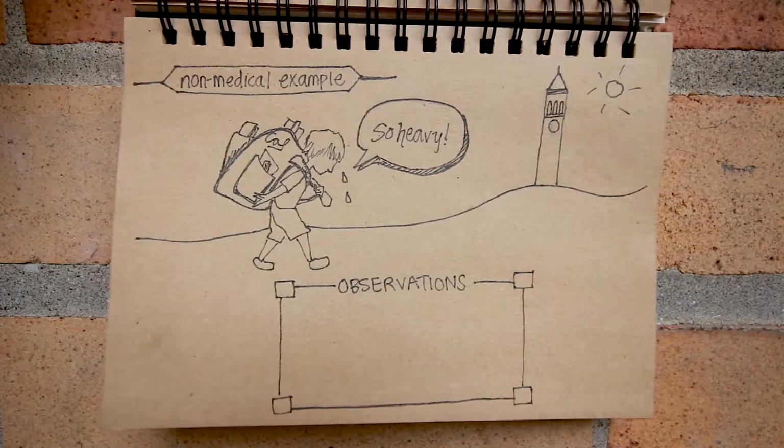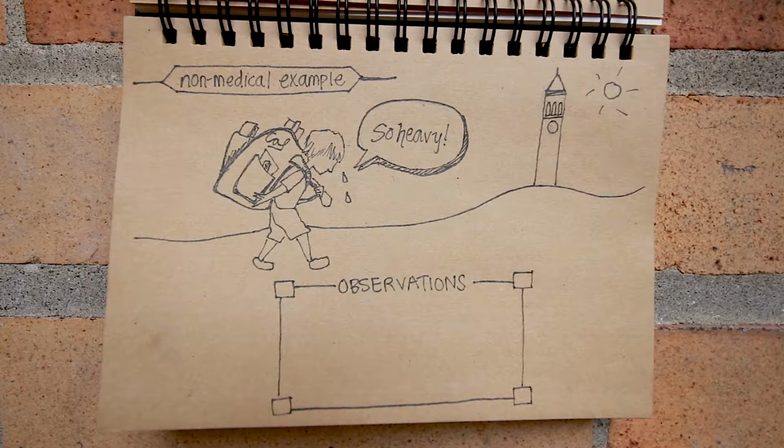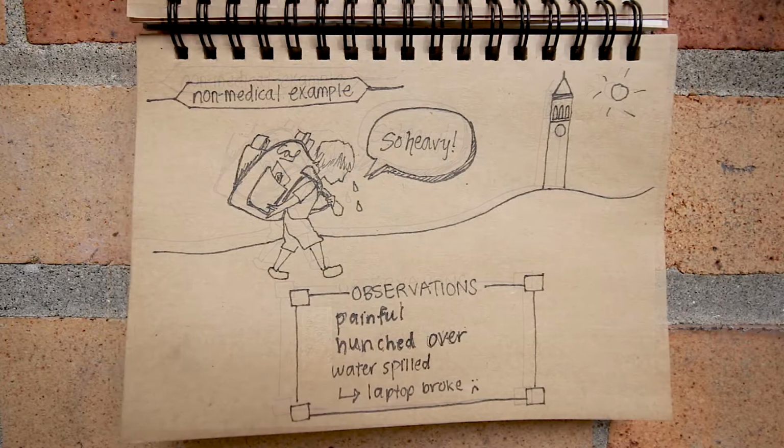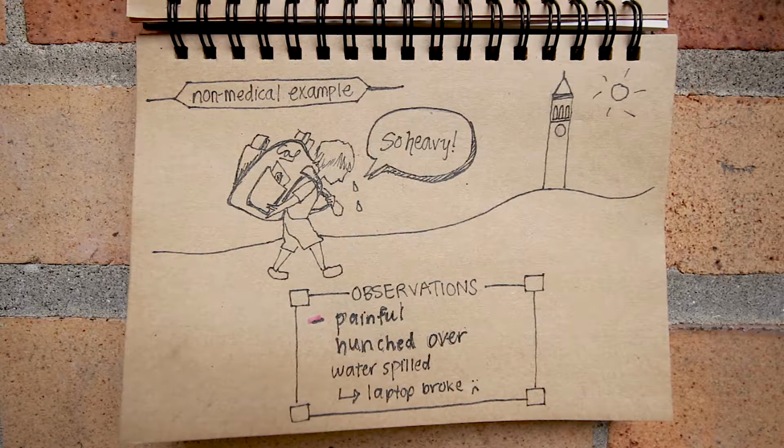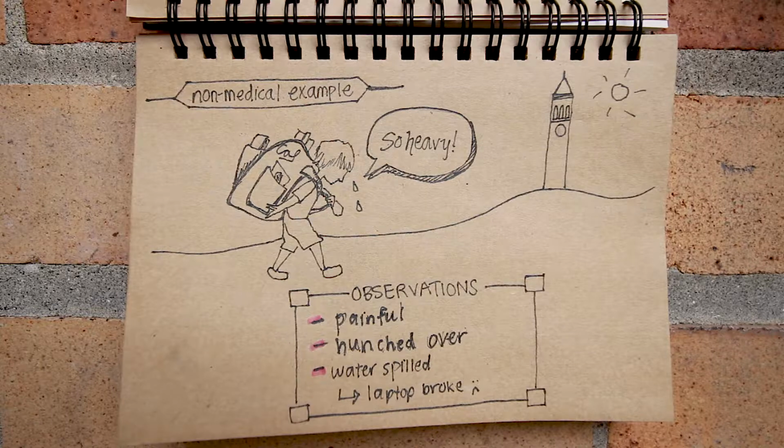Let's first walk through a non-medical example to illustrate what we mean. Here's a Berkeley student carrying a heavy backpack with all of his notes and textbooks. You also happen to be walking to your next class, and you make a few observations. The heavy backpack seems to be painful on his shoulders, neck, and back, causing him to hunch over. Then you see him stop to grab his water bottle, and then realize that his water had spilled all over his bag, ruining his laptop.